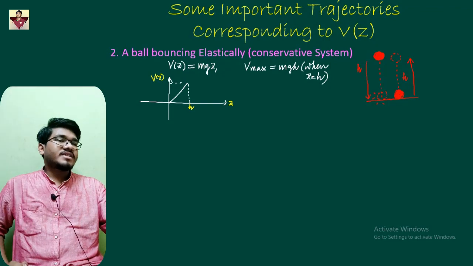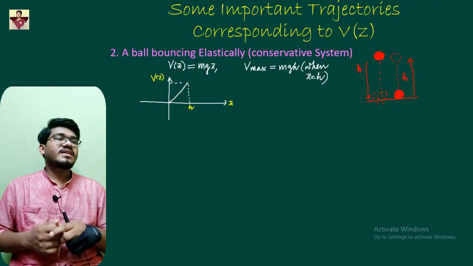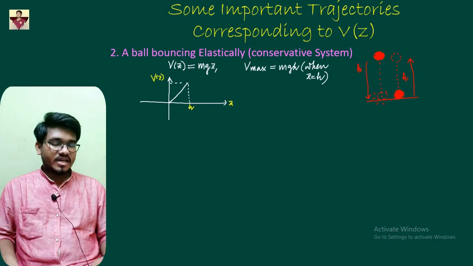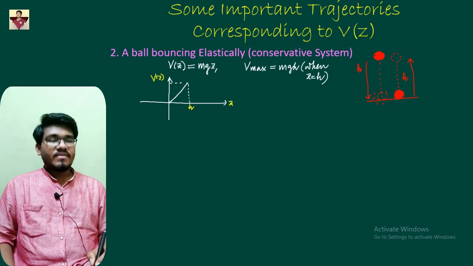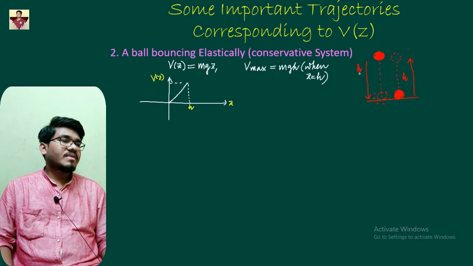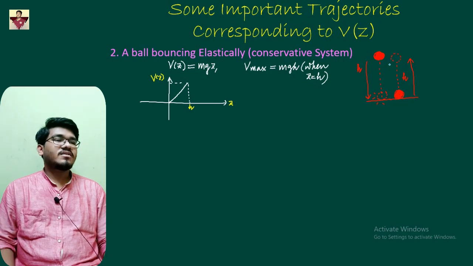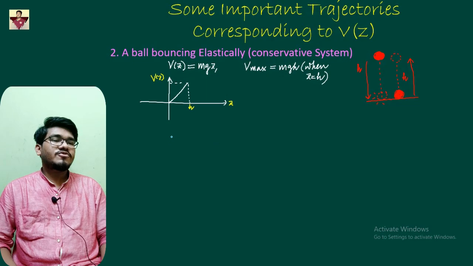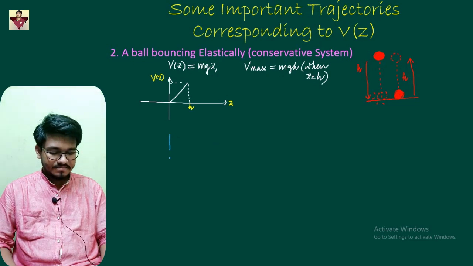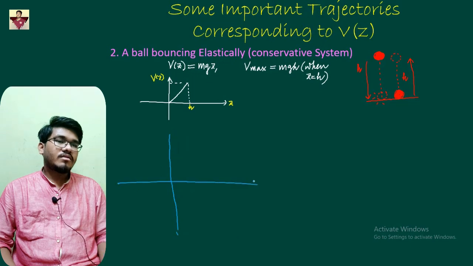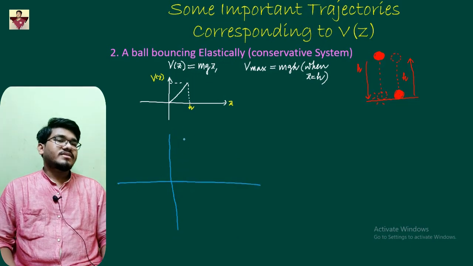So some important trajectories. A ball bouncing elastically in a conservative system. So let's say a ball is bouncing elastically. That means if the ball starts bouncing from this point to that point, it will again reach that same height because the collision is elastic, right? So for this case, if you want to draw the phase space trajectories, then it will be looking like this.